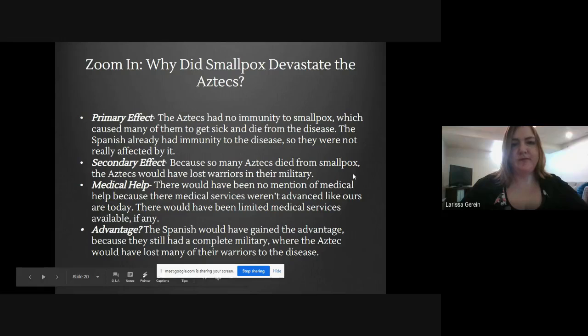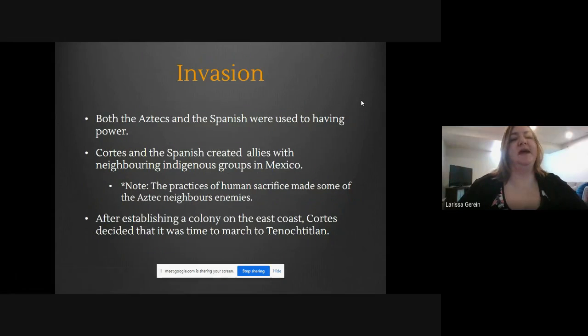So everyone, let's look at the invasion, okay? So this is when the Aztecs and the Spanish go to battle with each other, okay? So Cortez and the Spanish were creating alliances with neighboring indigenous groups. You remember that the Aztecs didn't really have the best relationships with their neighboring groups because, if you remember, they would have these things called the Flowery Wars. They would go to battle, they would not kill anyone. They would go to battle and they would take the people from the indigenous groups captive, and then they would commit human sacrifice. So these practices of human sacrifice probably didn't make the Aztecs very popular among their neighboring communities, okay?